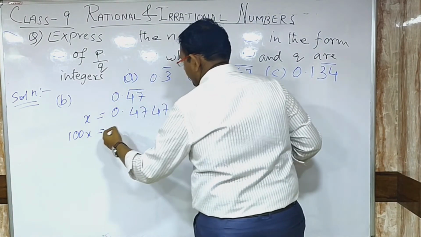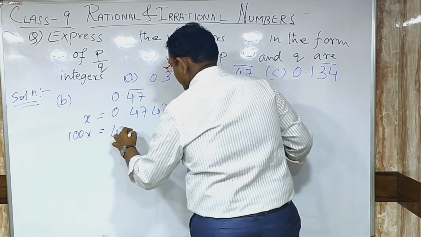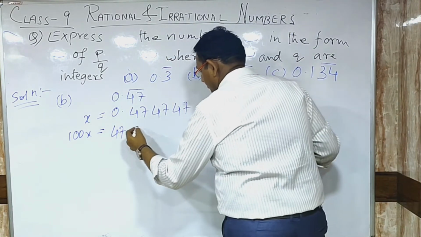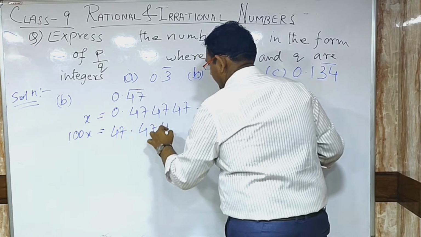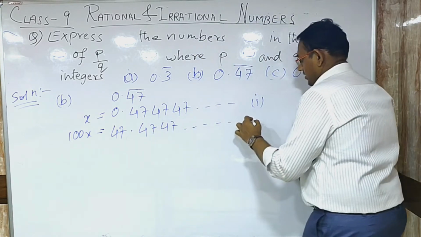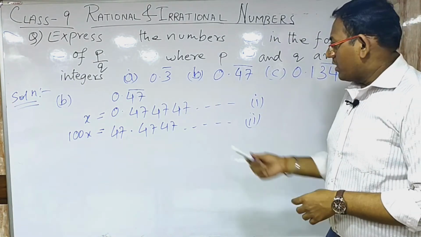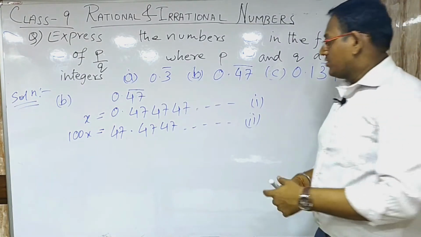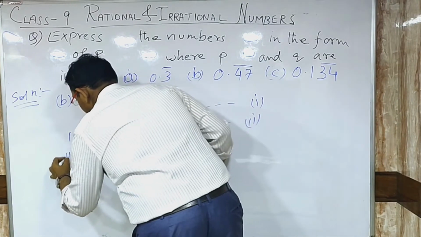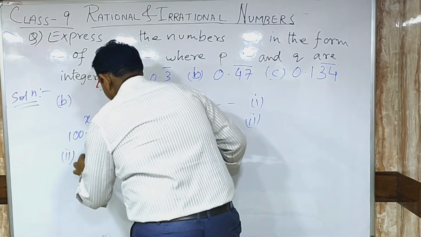So if we multiply it by 100, we will get 47 by in 0.4747 and so on. We will consider this one to be equation number 2. What was the next step? The next step was to subtract equation 2 and equation 1.